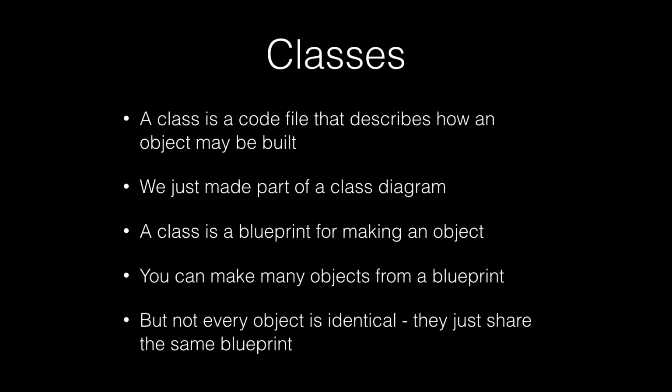So a class, going back to this, is a blueprint. You make your objects out of classes, and then once you make your objects, then you can change things about them, and they're all individual instances of that class.